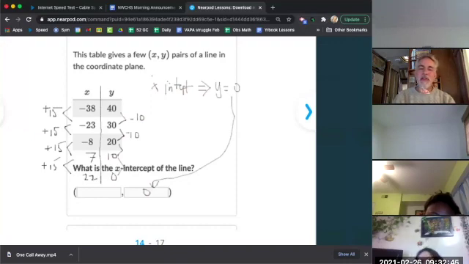But what about the x-intercept of the line? What's our answer? We need to know our answer, right?